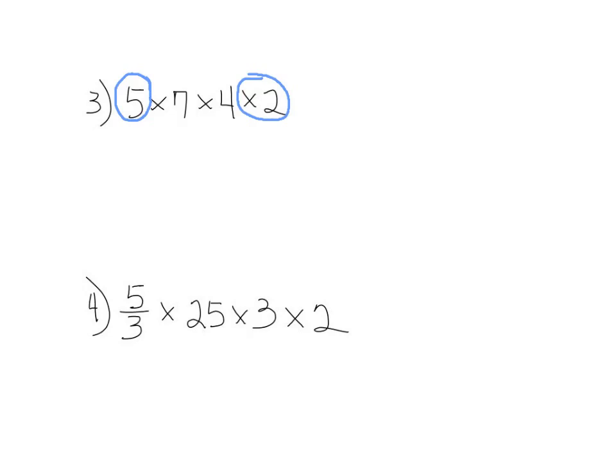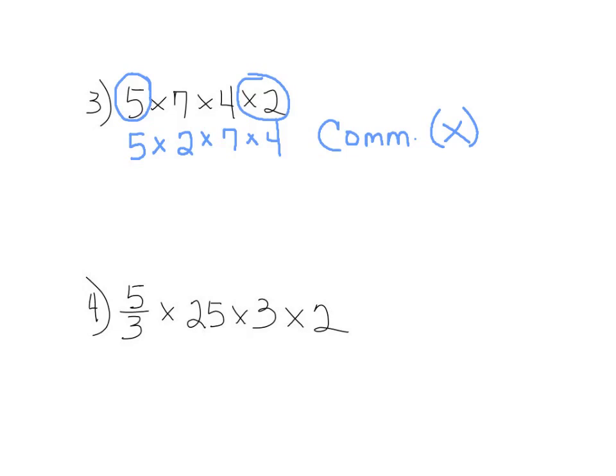So I can use the commutative property to change the order in which I multiply these. So I can do 5 times 2 times 7 times 4. And I can explain that step because I used the commutative property of multiplication. So we're going to write it down: commutative property of multiplication.